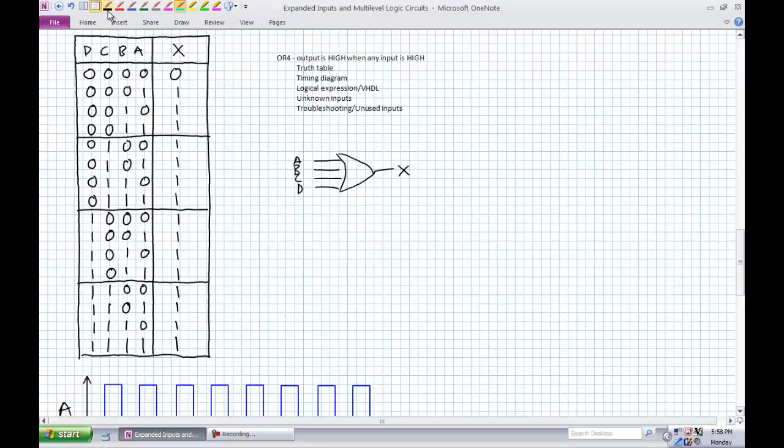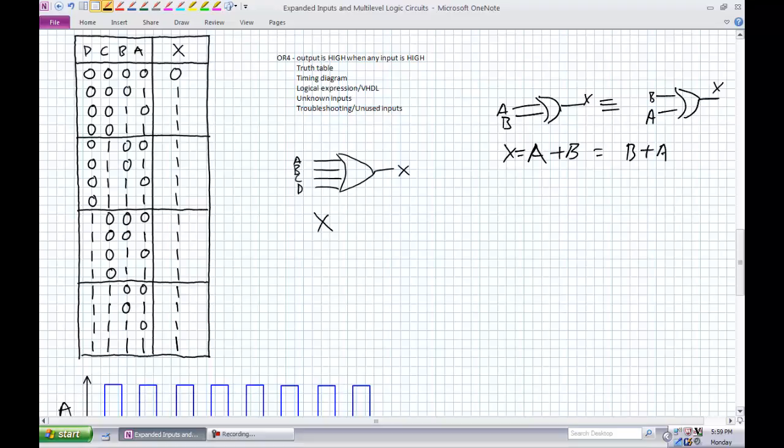All right, what does the expression for this look like? Well, for a 2-input OR gate, and again, we're following commutative properties here, if the output is X, X is equal to A or B or B or A. We can write the expression the same way. X is equal to A or B or C or D, or any combination of those four variables, D or A or B or C, because it's commutative.